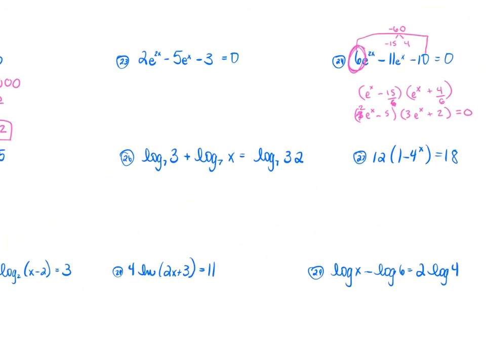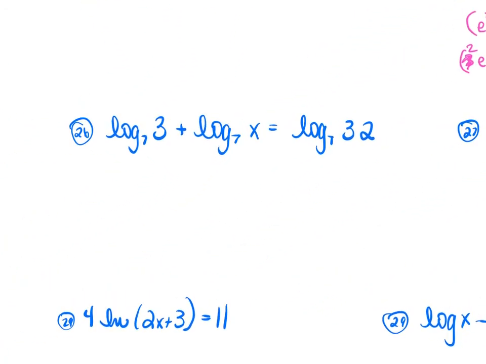All right, 26. What do we do first here? Condense. So what would we get when we condense the left? Log 7 of 3 times x. Perfect. And that's equal to log 7 of 32. What happens when we have the same exact log on both sides? Cancels out.